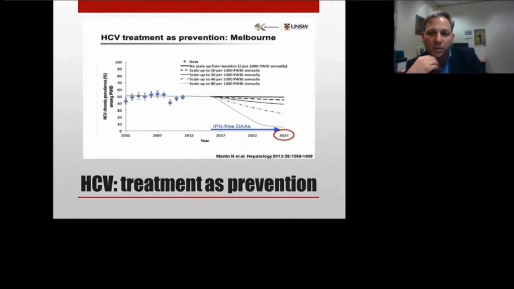So some modelling suggests that if you treat 40 per 1,000 people who inject drugs annually, so that's this line, then you can virtually eliminate incidence. So this is prevalence dropping down, but you can reduce incidence by more than 80% by 2030.